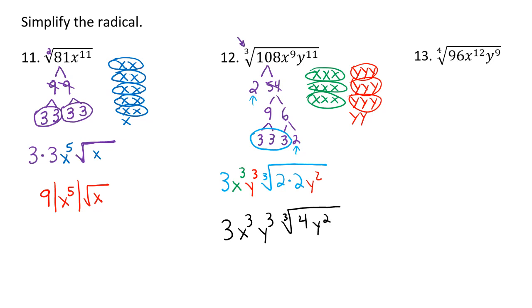Now this time, I'm not doing any absolute value signs, and that's because I have an index that is a 3. If your index is odd, no absolute value signs.